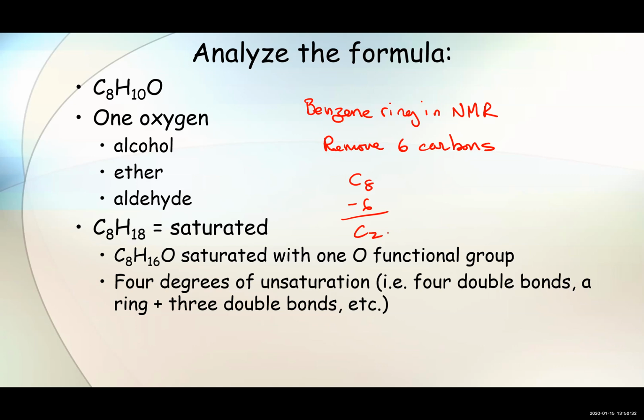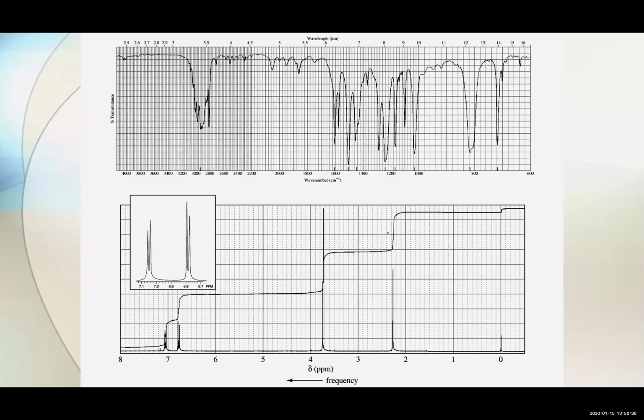Again, we're going to look at the NMR. And we'll look at the IR. So for IR, do we have an alcohol? Alcohol would be right here. Yeah. No alcohol. This is the CH2, right?